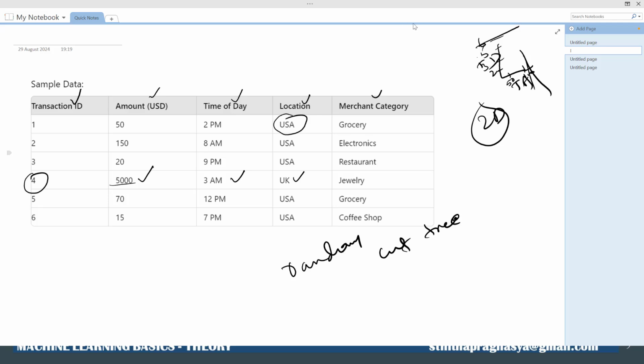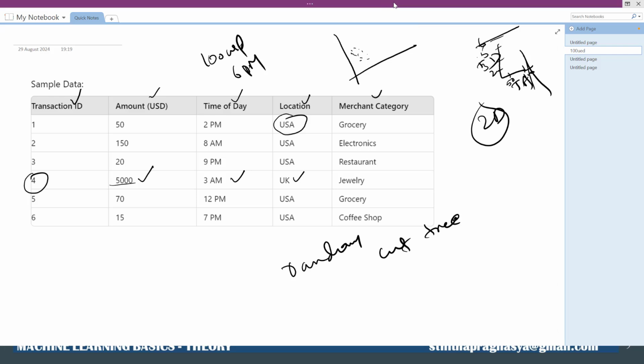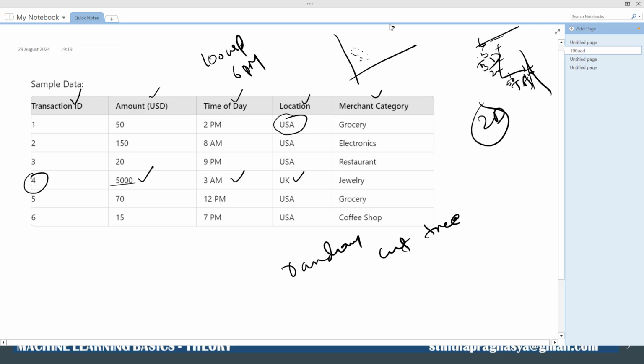Correct? How does it work? Let's see. Now you made a random cut tree, with cuts at 100 USD and 6 p.m. If you look at this, this is 3 a.m. Let's assume this is a plot showing all our normal transactions like this. This one is 3 a.m., and 6 p.m. is too far. And $100 is the cut, and then 5,000. So in this particular random cut tree, it will be somewhere else. It is clearly an outlier.